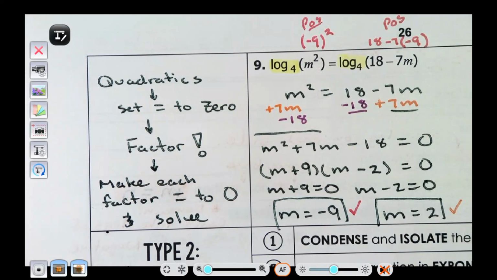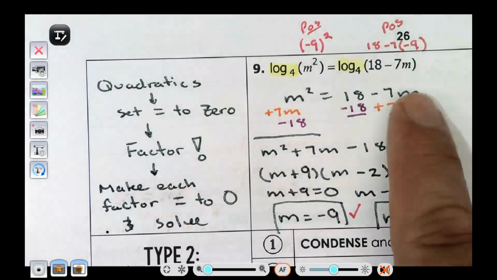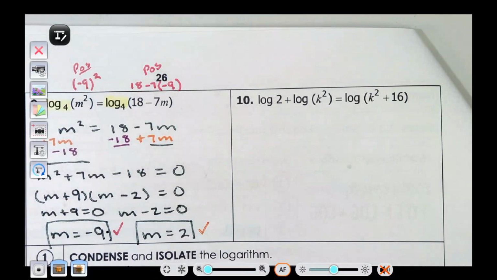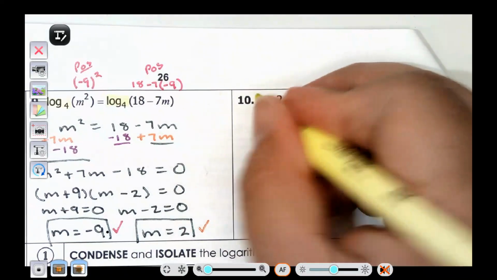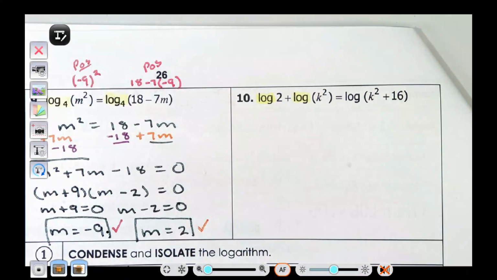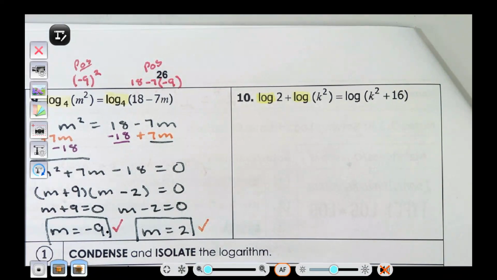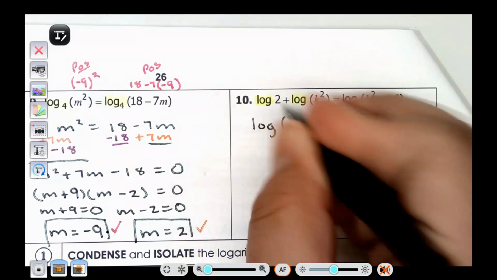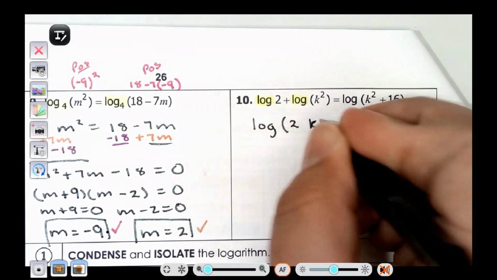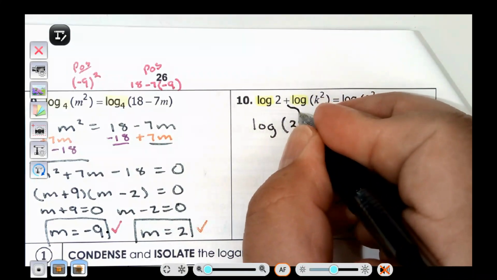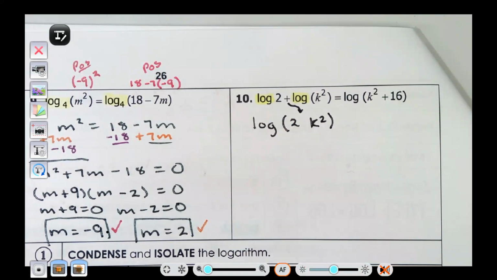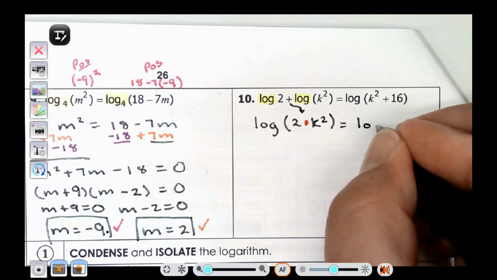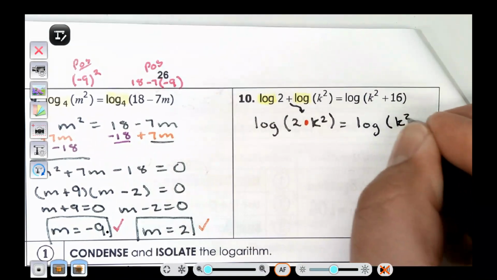All right, so for number 10, it's very similar. Same idea for number 10. We see a quadratic, but the only thing you have to watch out for is they did give you 2 logs on this side, so we have to do a little condensing. So I won't finish it, but I will show you that for this one, you would say log of, well, remember, there's a 2, there's a k squared, but because there's a plus, well, we already know that means multiply. So it's just 2k squared is equal to log of k squared plus 16.